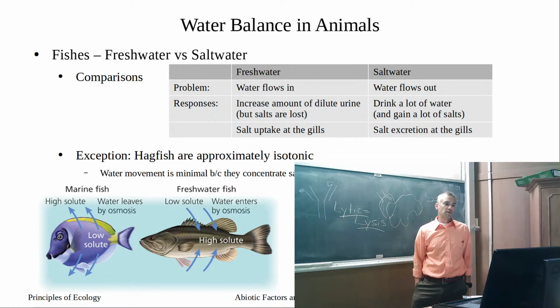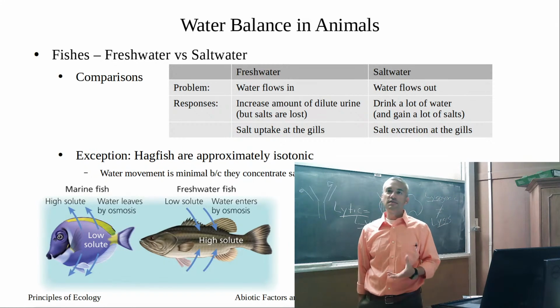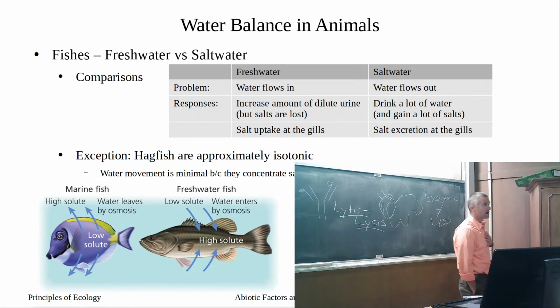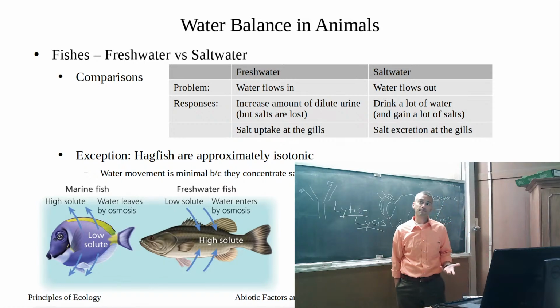So we're going to talk about the fishes because we have both freshwater and saltwater fishes, and they're both presented with very different problems. In a freshwater system, you've got these bony fishes that live there. The bony fishes regulate their internal concentrations so that they are actually saltier than the freshwater environment in which they live.